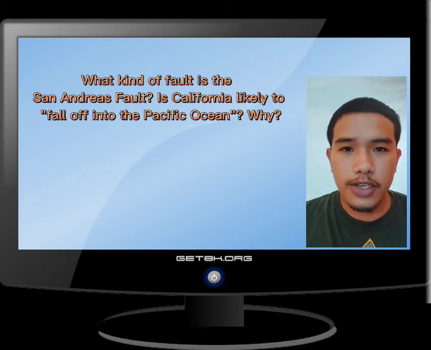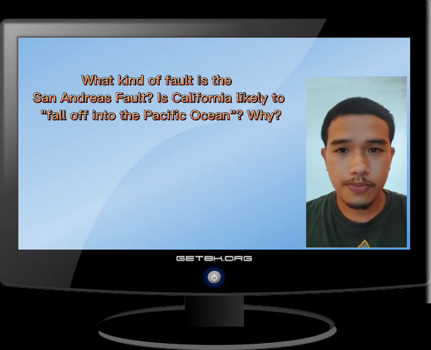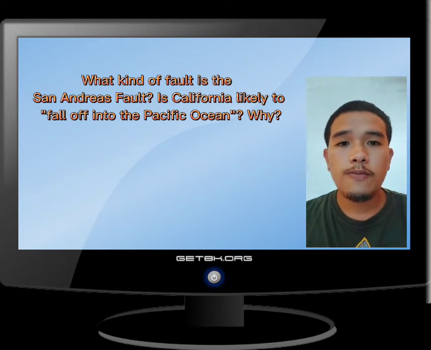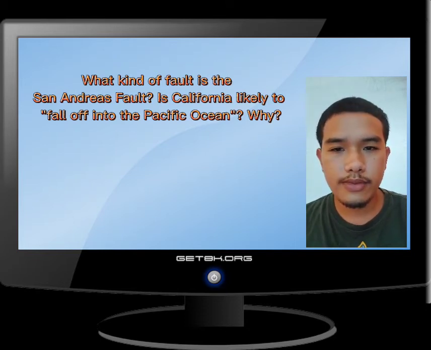Is California likely to fall off into the Pacific Ocean, and why? California cannot fall off or sink into the ocean during the next large earthquake. The fault moves horizontally much more than vertically, and Western California is part of the Pacific Plate, so it moves along with the Pacific Ocean floor rather than falling off.